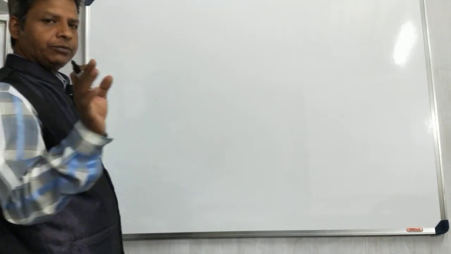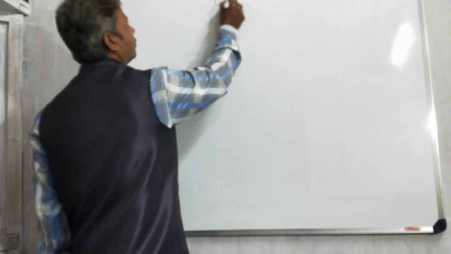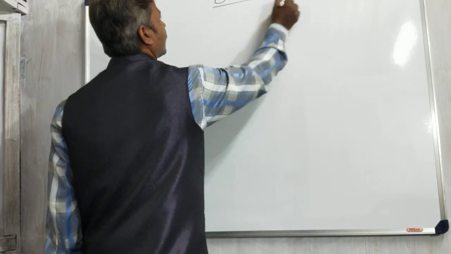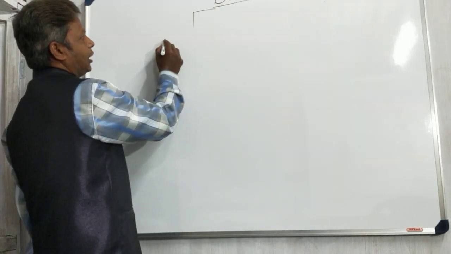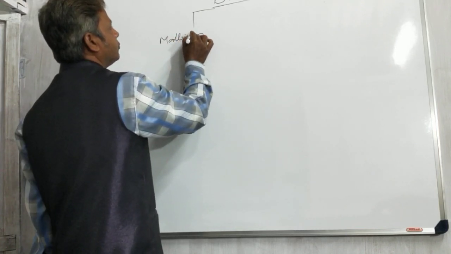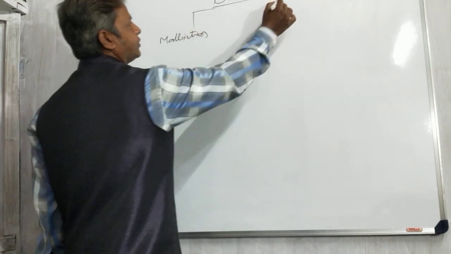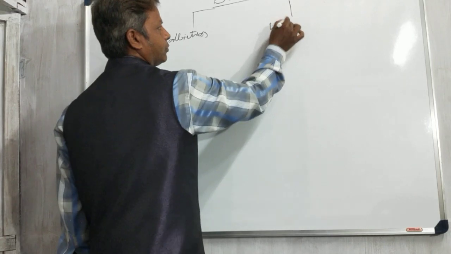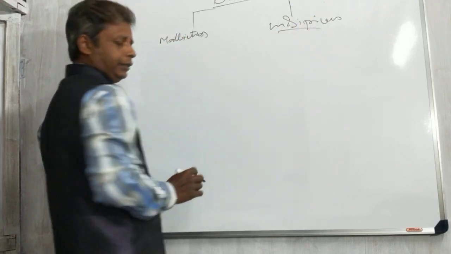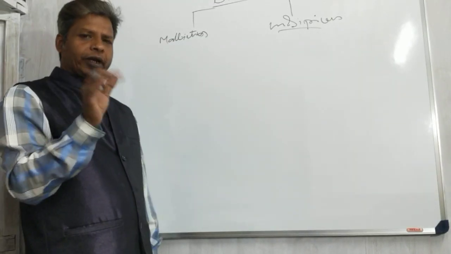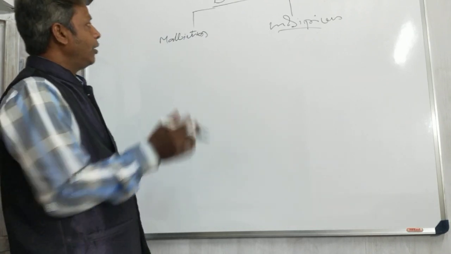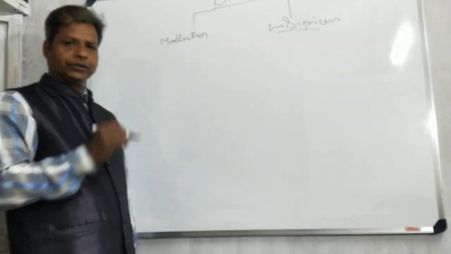Diabetes has two types. One is diabetes mellitus. Second is diabetes insipidus. This diabetes insipidus is an organic problem. It is not discussed now; I will discuss it in a later video. But for now I will discuss diabetes mellitus.